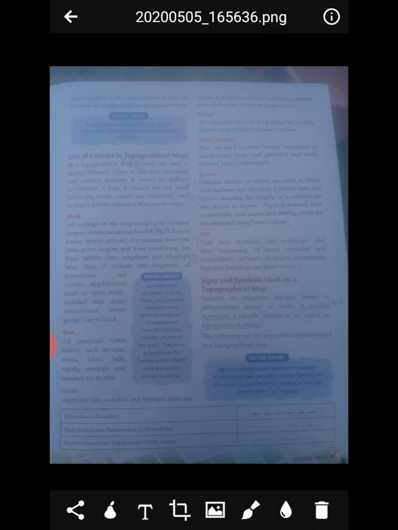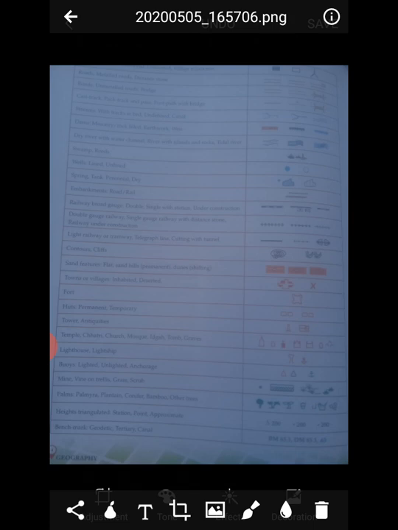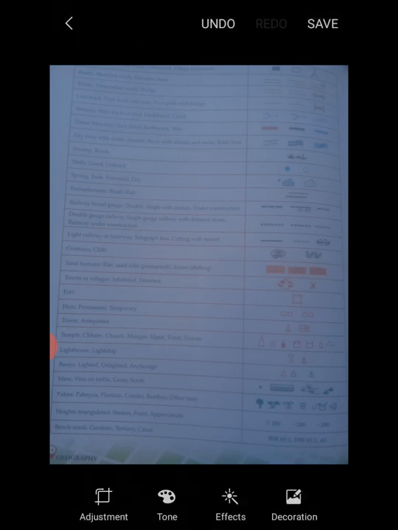We will talk about use of colors in topographical map. Colors are used to depict different type of physical, economic, and cultural features. There are different colors used: black, blue, green, yellow, white, and brown, red. All different colors give different information. Signs and symbols used on a topographical map, you can see on the screen. You can also see page number 4. There are different signs given in the right side of the page, and we can understand many things seeing on the map.